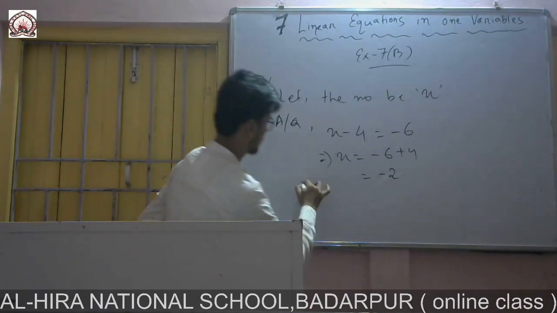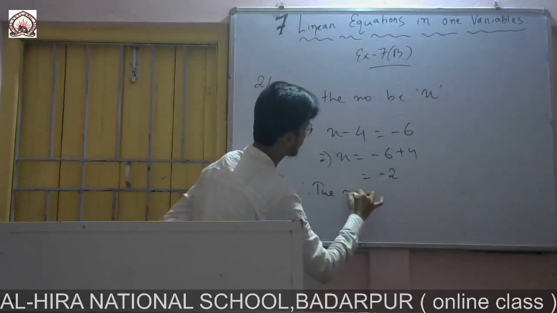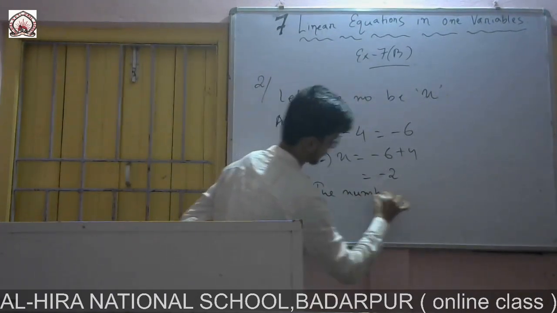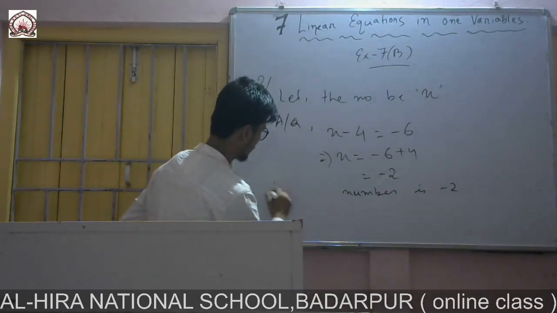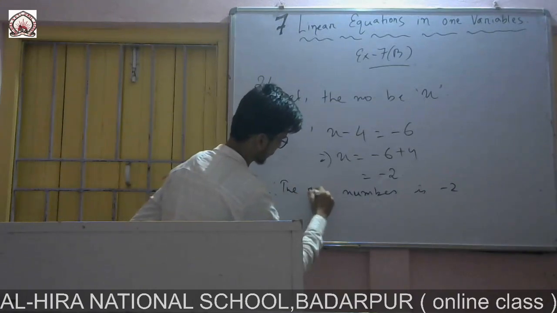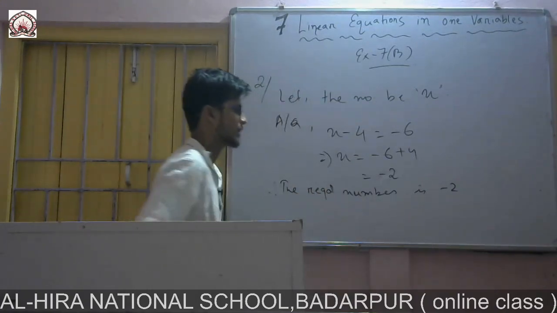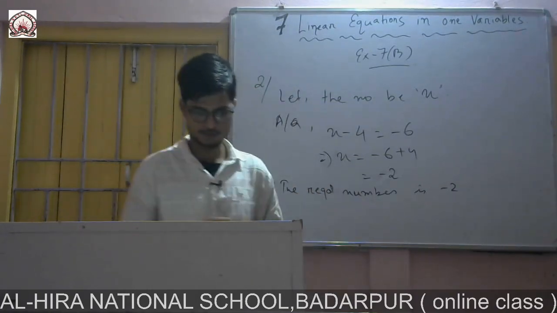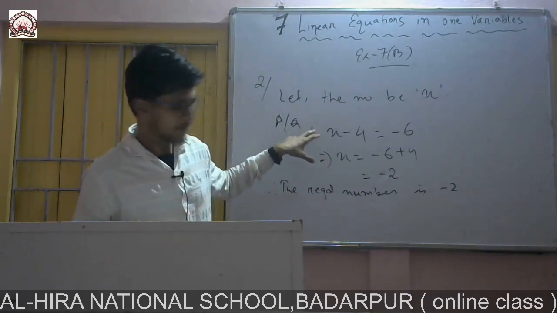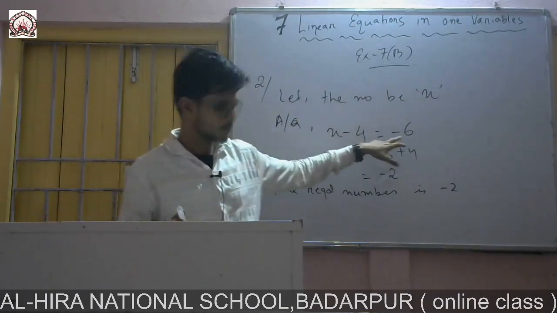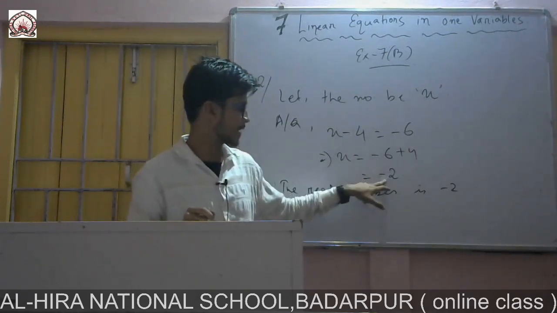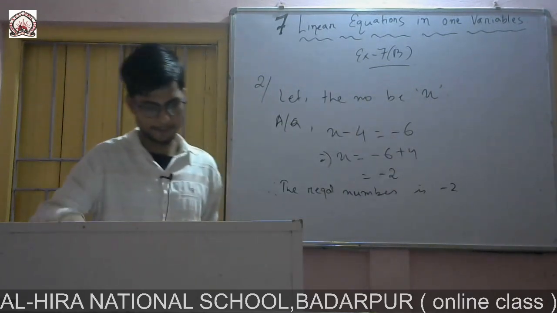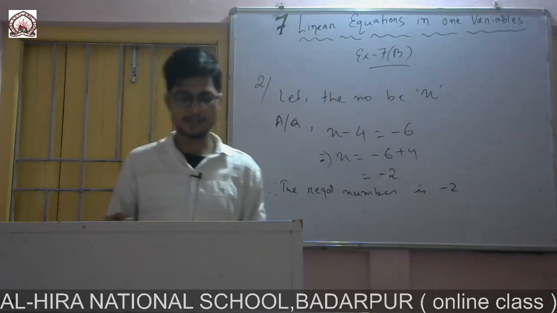So write, therefore the required number is minus 2. It says that a number decreased by 4 equals to minus 6. So I solved this one and I got the value of x as minus 2, which is equal to that number. So now question number 3.